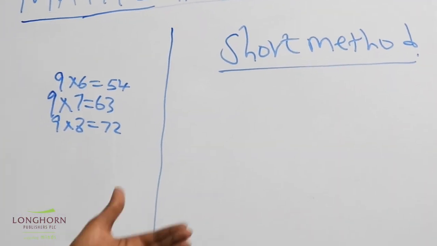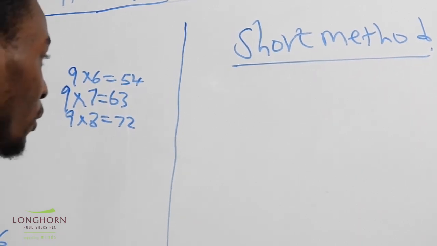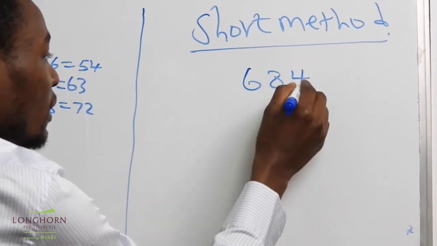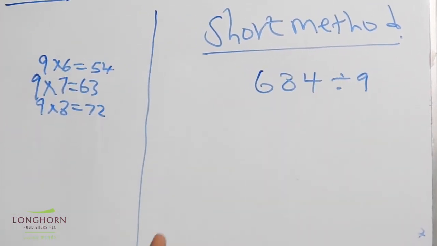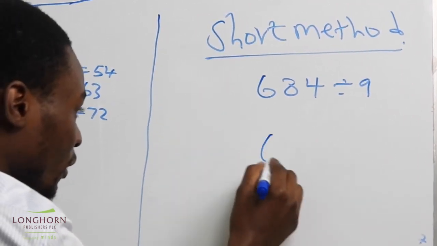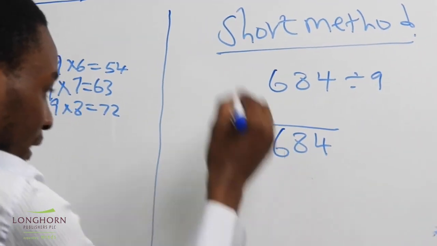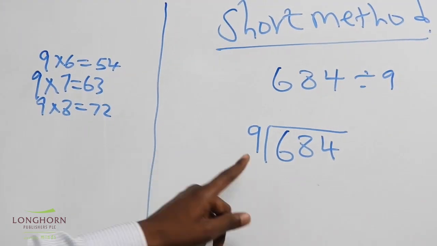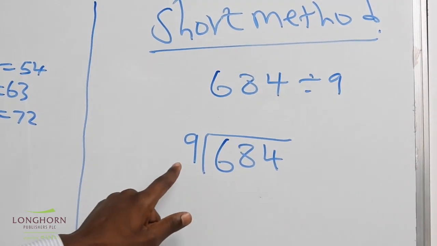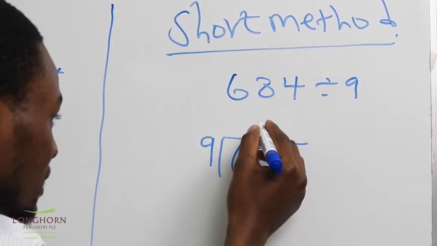Using the short method, we are going to use the same example that we used in the previous example where we used the long method. We will write 684 divided by 9. Let us use the short method to do this division. We write it the same way we wrote the other one, 684 divided by 9. So 9 divides into 6 0 times, but we don't write the 0. Instead, we divide 9 into 68, which is 7 times.